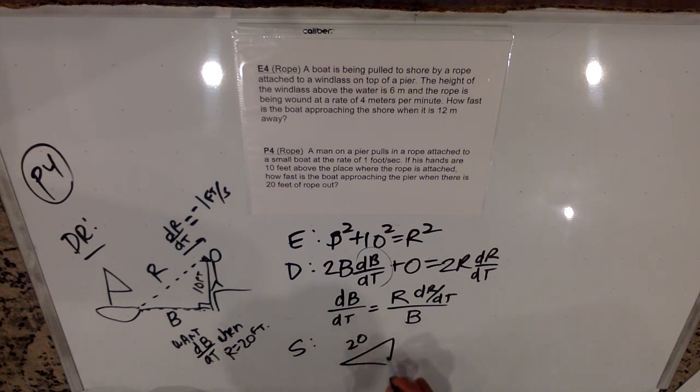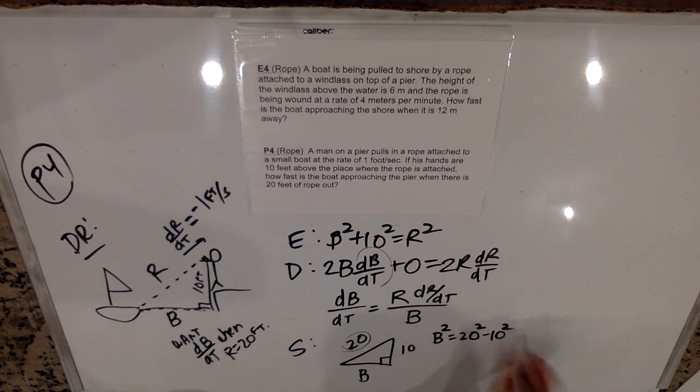Well, at this moment, this is a 20, and this is a 10, and I don't know what B is. So I need to find B. It is not a convenient Pythagorean triple, so it looks like I'm going to have to do the Pythagorean theorem. Because this is the hypotenuse, my B squared is going to be 20 squared minus 10 squared, right? So my B is going to be the square root of 400 minus 100, which is 300. That's a 10 root 3, because you can take a 100 out.